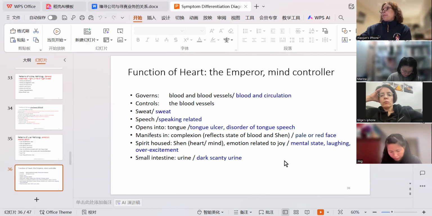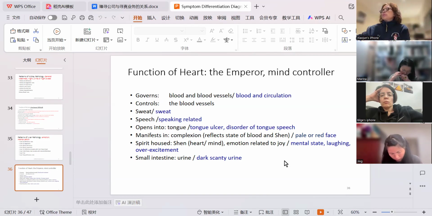The heart manifests in the complexion, the face. So if it's a pale face or red face, it can be an indicator of heart conditions. The heart houses the Shen. So emotion related to joy and the mental state, laughing, overexcitement, can be the heart being affected.